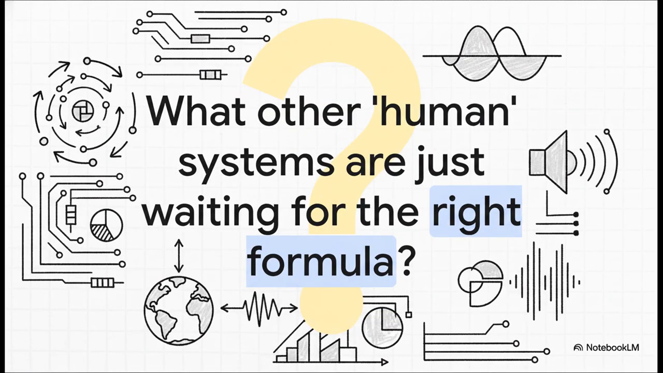Which, of course, leaves us with one last massive question. If the deep, rhythmic cycles of our global economy map so perfectly onto the same math used to design a circuit board, what other complex human systems out there, social trends, cultural movements, you name it, are just waiting for us to find the right formula to see their hidden frequency?